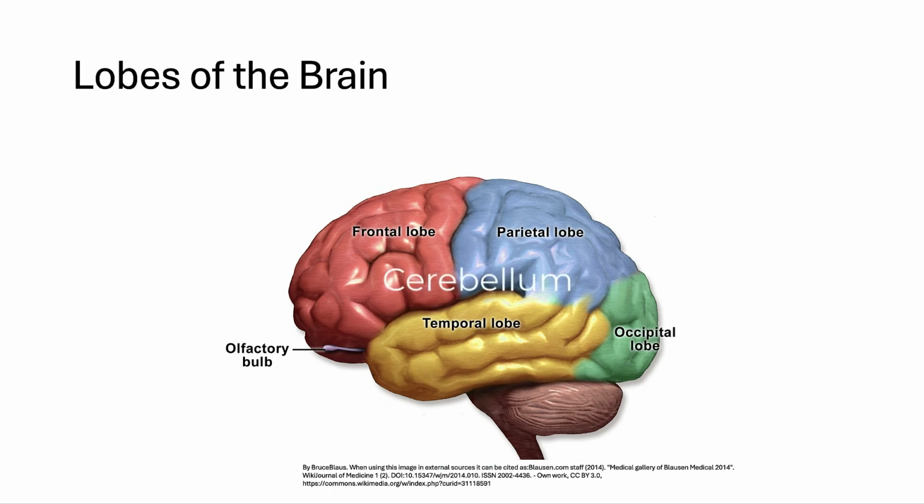Okay, so the brain is divided into several major structures, and many of these structures have distinct functions. Now let's look and explore these structures in detail. The cerebrum is the largest part of the brain, and it has two hemispheres, the left and right hemisphere. It also has four lobes: the frontal, parietal, temporal, and occipital lobe.